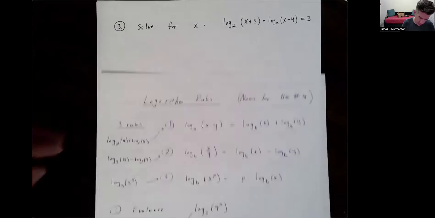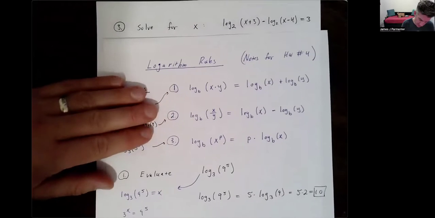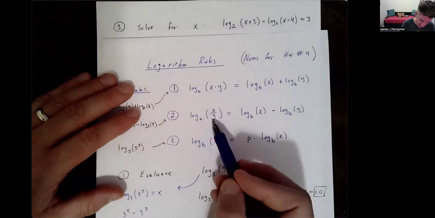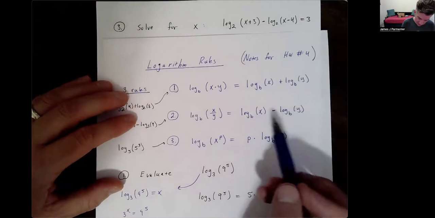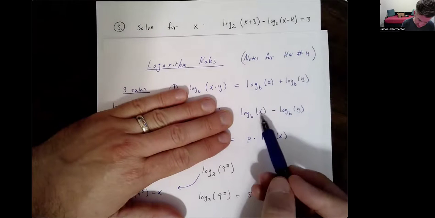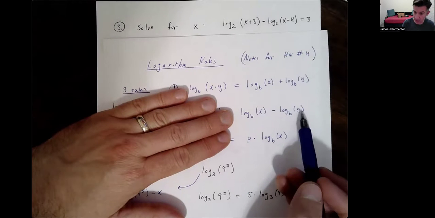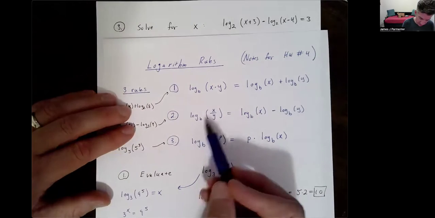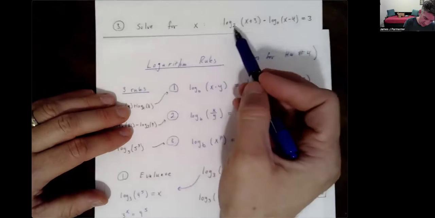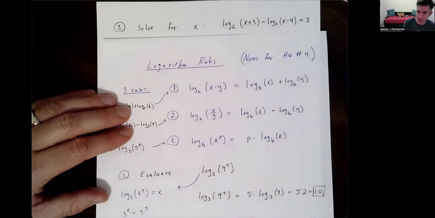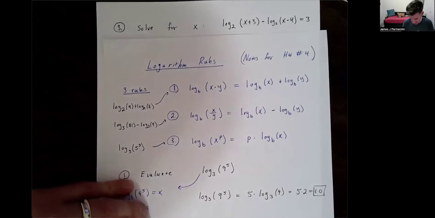So just as a reminder, I have that log base b of x divided by y is equal to log base b of x minus log base b of y, and vice versa. If I start with log base b of x minus log base b of y, I can write it as one logarithm, log base b of x divided by y. So I can write this left-hand side as log base 2 of x plus 3 divided by x minus 4. So that's what we're going to do first.